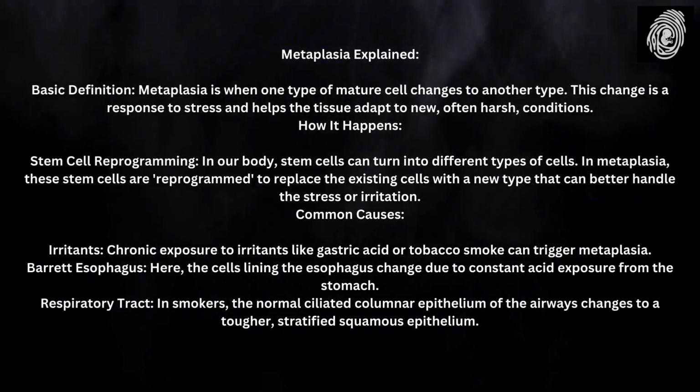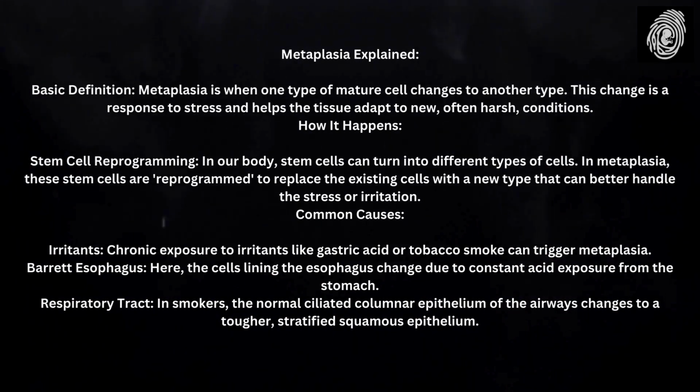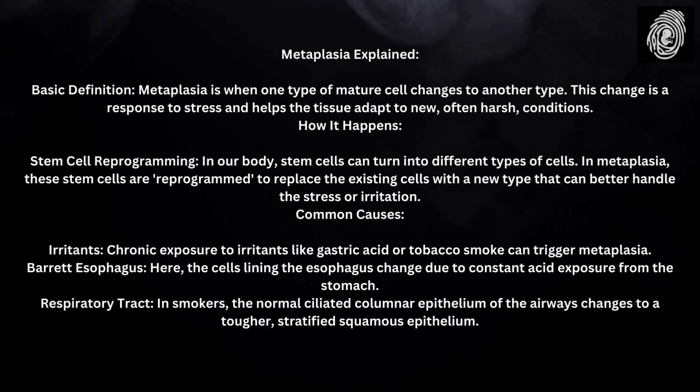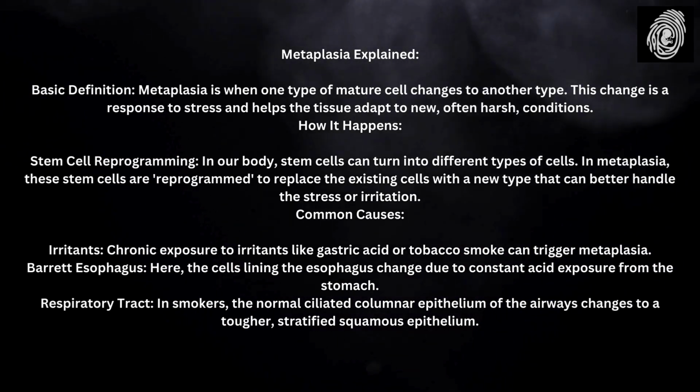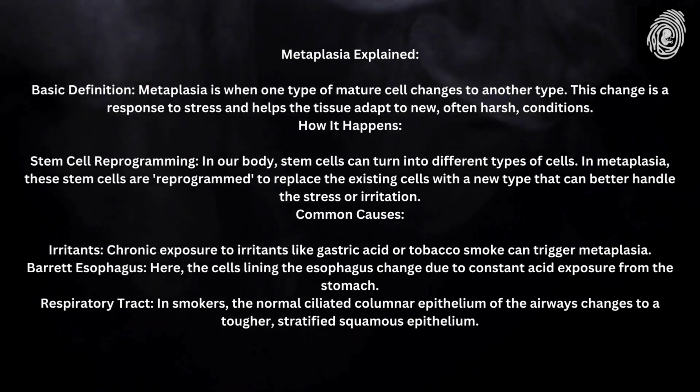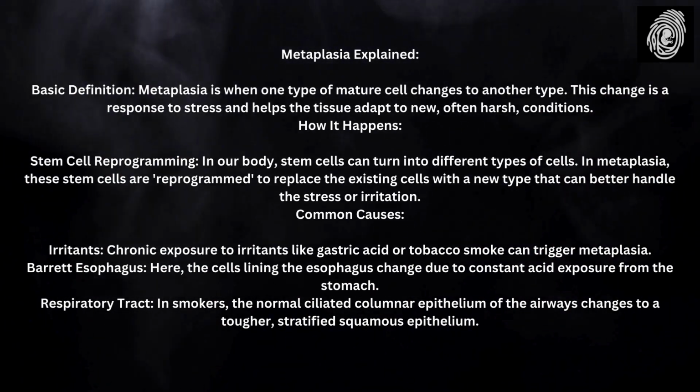In our body, stem cells can turn into different types of cells. In metaplasia, these stem cells are reprogrammed to replace the existing cells with a new type that can better handle the stress or irritation. Common causes.